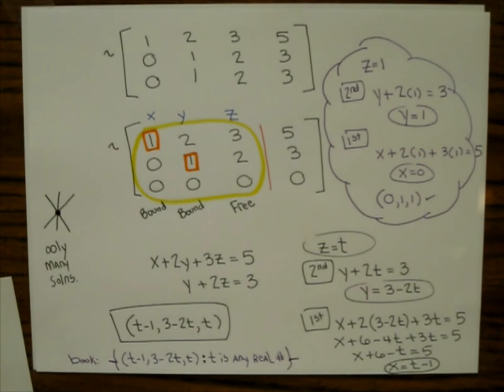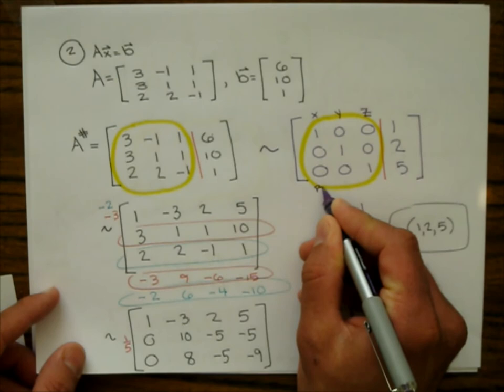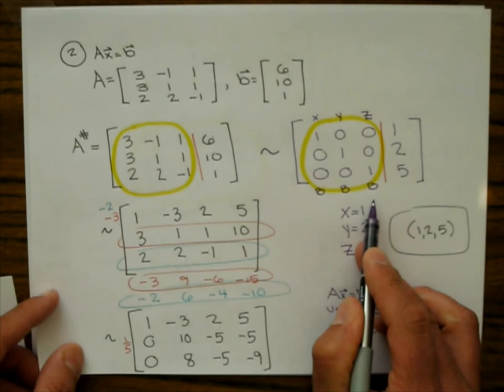Now, some of you might be thinking, could you show us the example? Oh, yeah, look, right here. This is problem number 2. This is X, this is Y, this is Z. Look what we have here. We have bound variables. And so when they're all bound, you get what? One solution.